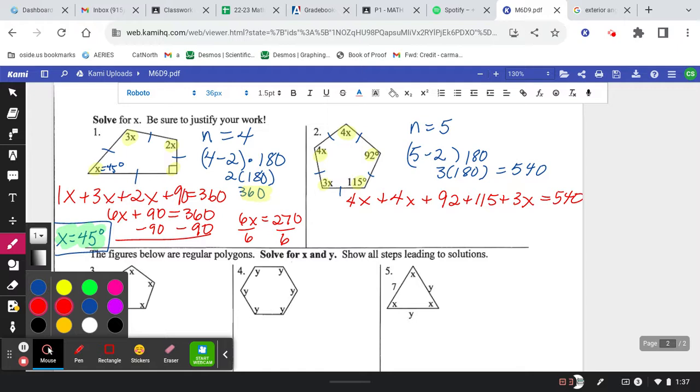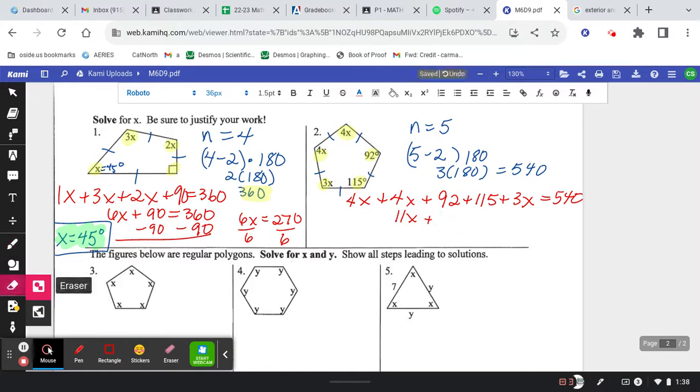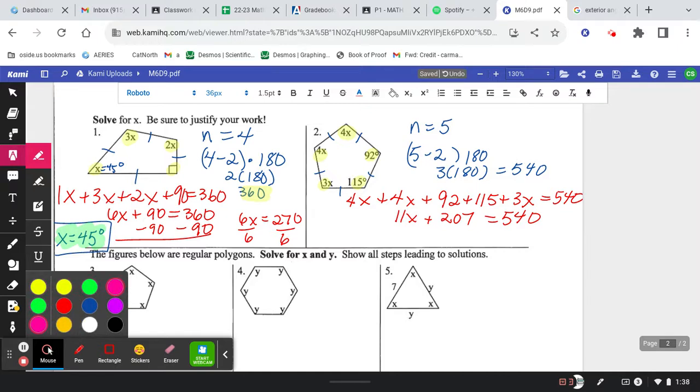Okay, pause the video and collect or combine like terms and then see how you do. Oops, let's add those together. So I'm going to do 4 plus 4 is 8, 9, 10, 11 x's. And then 92 plus 115, I'm getting 207. So what did I just do? I combined like terms, meaning x's plus x's plus x's was a total of 11 x's, and constant or number plus constant or number is a total of 207.